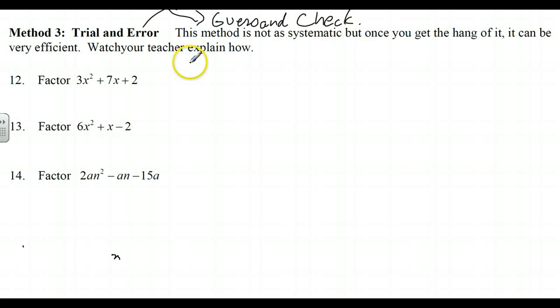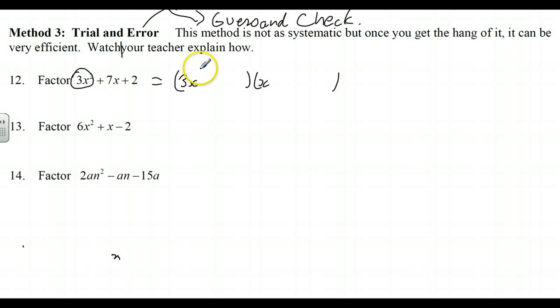Looking at this, what I do is I write down 2 sets of brackets. Since they're both pluses, I want to get a 3x squared. The only way that's going to happen is with 3x and x, right? That's what's going to give me 3x squared. Since this is positive, the two numbers have to have the same sign. And since this is positive, they both have to be pluses. So I can put a plus and a plus. I need two numbers that multiply to 2. And I need to get a 7.